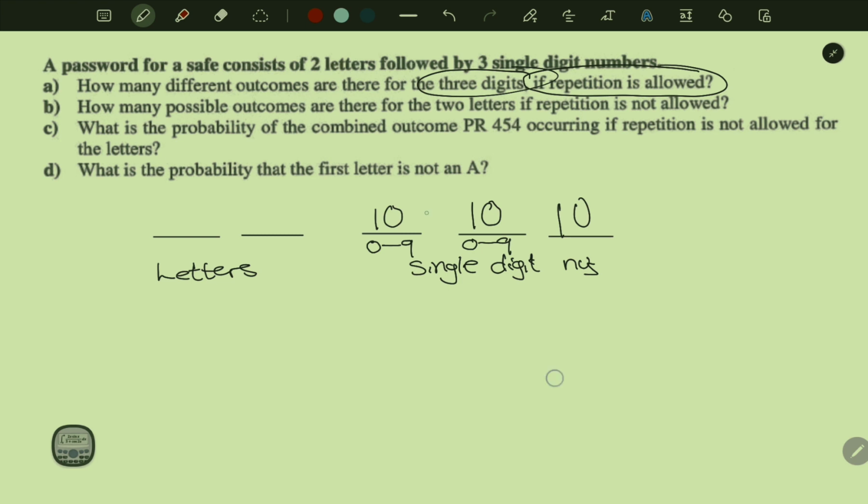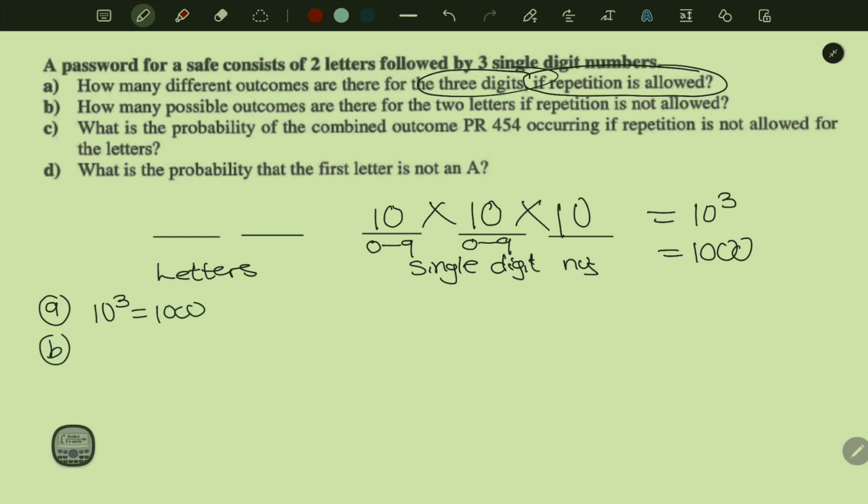By the fundamental counting principle, I can multiply all those to get the total number of combinations for the 3 digits. So the answer for this would be 10 to the power 3, which is equal to 1000. What does that mean? It means we have 1000 3-digit number combinations. Therefore, the answer for A is 10 to the power 3, which is 1000.